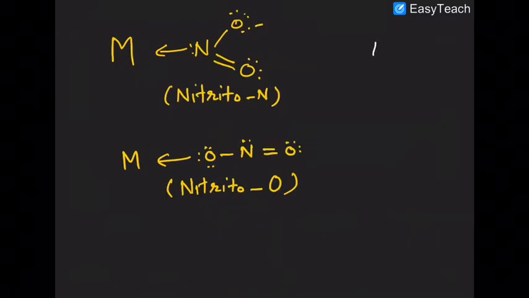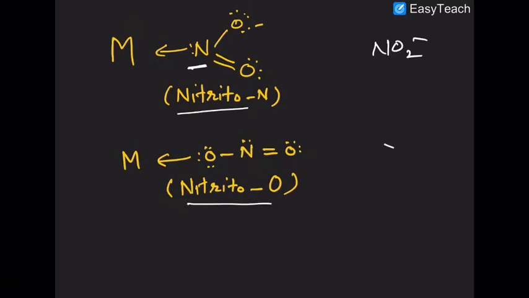Similarly, you have a group that is the nitrite group. If the linkage occurs through nitrogen, it is called a nitrito-N complex. And if the linkage occurs through oxygen, it is called a nitrito-O complex. Are you getting that in your mind? That is very, very important. Are you sure about that?